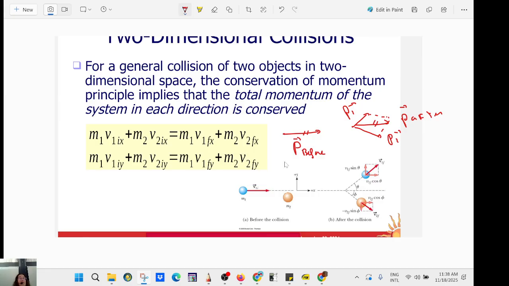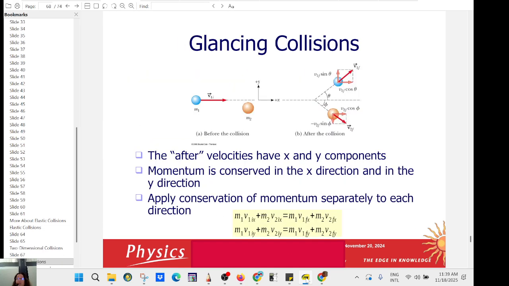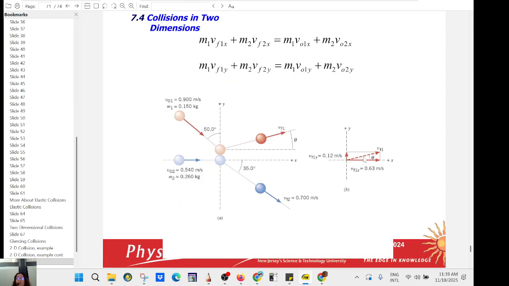Got that? You can do that in a lab using vectors, so the total vector before equals the sum of all the momenta after. Agree? And it's just a headache, a lot of math. You see, you have to use the cosine here and the sine, so you can look it up in your textbook. I'm not going to do it because it's just math. But the total momentum before equals the total momentum after, so it's a vector.